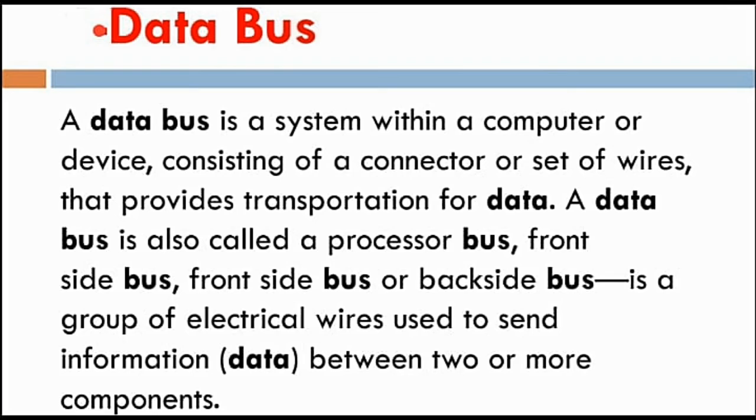Okay? The function of the address bus is to connect the CPU and memory. The function of the control bus is to connect the CPU and other devices of the computer. And the function of the data bus is to maintain the communication between the CPU, memory, and the peripheral devices.